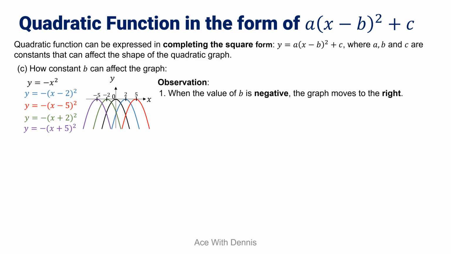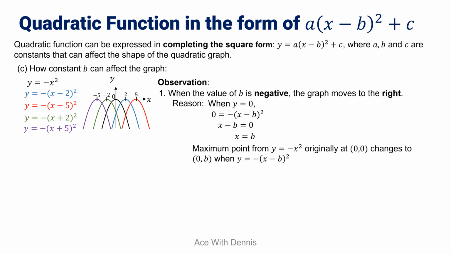So the observation that you can see is when the value of b is negative, the graph moves to the right. So here is the reason. When y equals 0, then the equation becomes 0 equals negative (x minus b) squared, which means x minus b equals 0, then x equals b. So the maximum point from y equals negative x squared, originally at (0, 0), changes to (b, 0) when y equals negative (x minus b) squared.